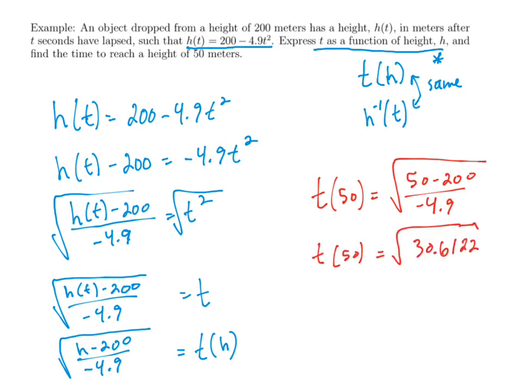Simplifying the radical, we get 30.6122, and then taking the square root, we get about 5.533. So what that's saying is when we input a height of 50, it takes 5.533 seconds. So the object has a height of 50 after 5.533 seconds.